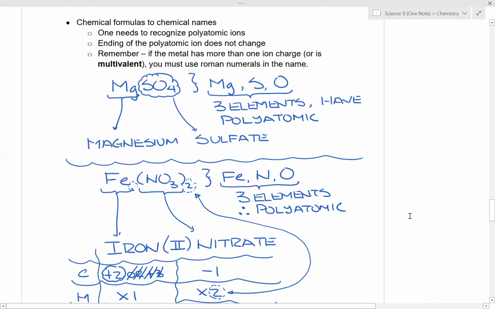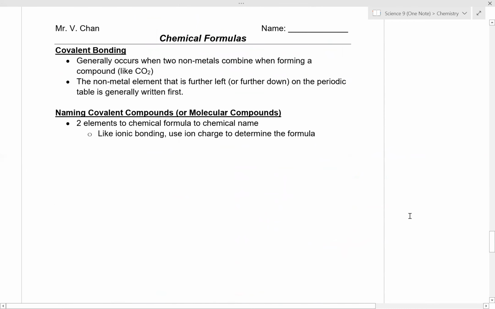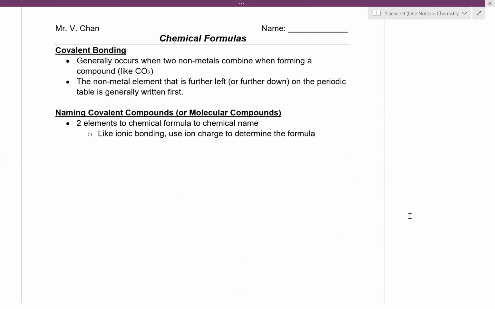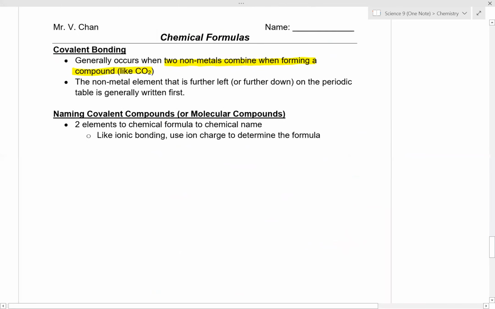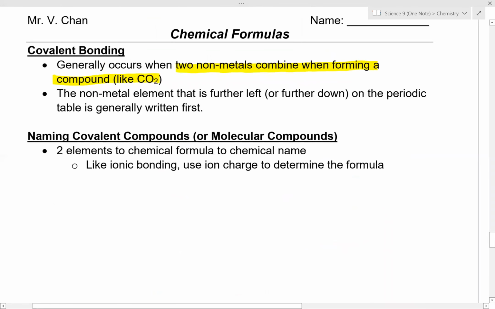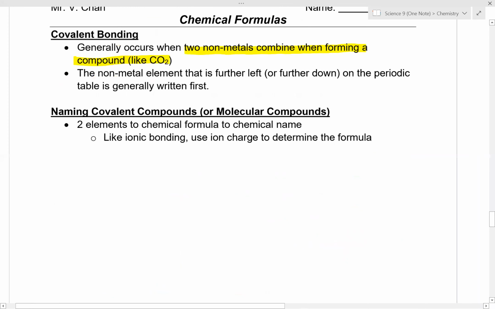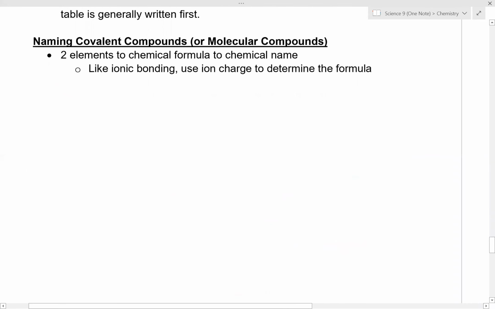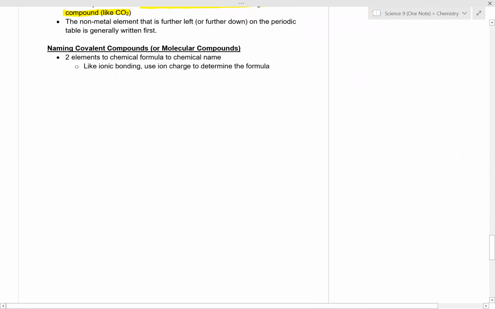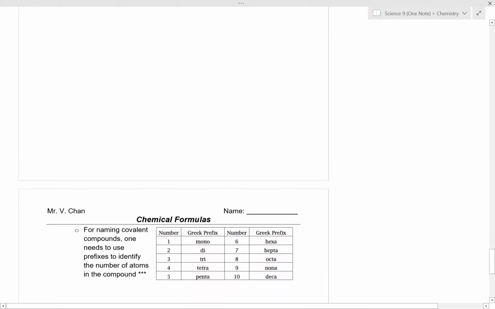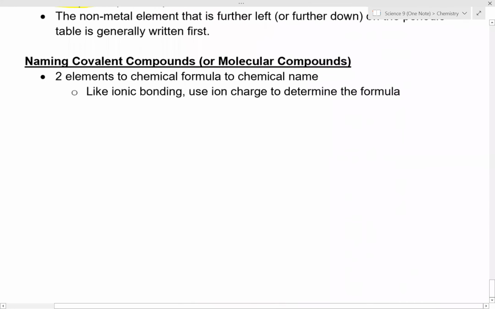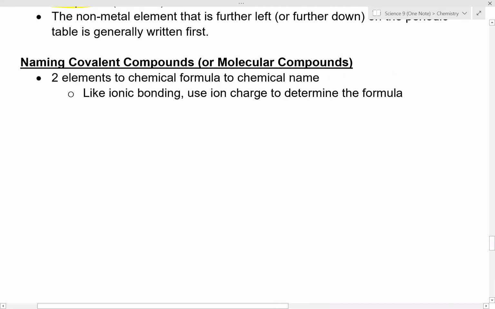All right, the last one is covalent bonding. It generally occurs when two elements or two nonmetals combine when forming a compound like CO2. Now, the nonmetal that's further left or further down on the periodic table is generally written first. So what do we do? For covalent compounds, going from two elements to chemical formula to chemical name is exactly like ionic bonding. So you use the ion charge to determine the formula.